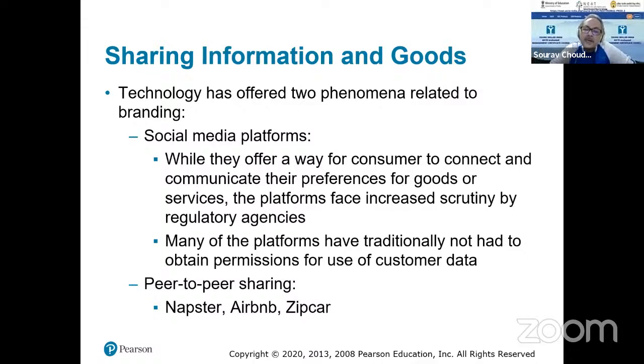Many of the platforms have traditionally not had to obtain permissions for use of customer data. एक जमाने में सोशल मीडिया में उतना restrictions नहीं था, जैसे टीवी में, रेडियो में आप कुछ भी नहीं बोल सकते हो आज के दिन पे. धीरे धीरे आज सोशल मीडिया पे भी वही आ गया. Okay, there are a lot of restrictions. You cannot do this, you cannot do that, you cannot do surrogate advertisement, you cannot do advertisement of liquor and cigarettes, and so on and so forth.